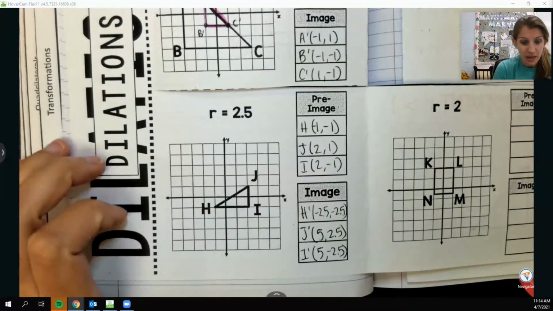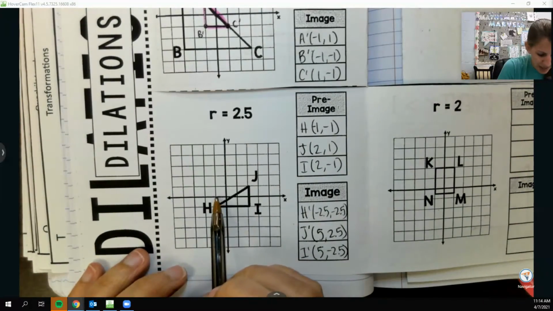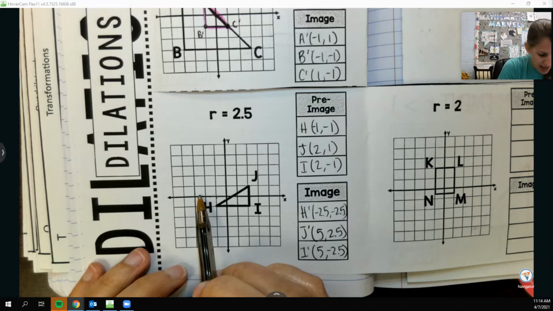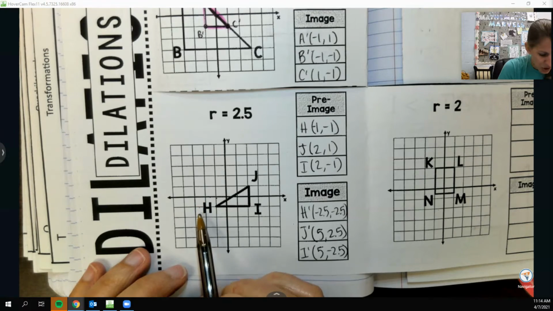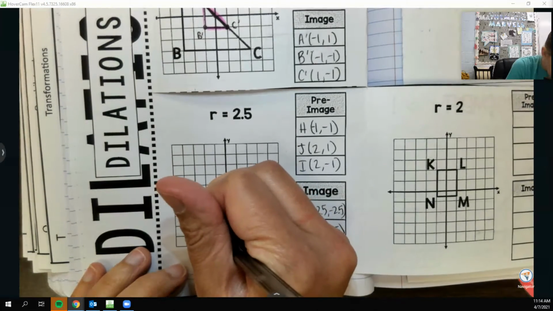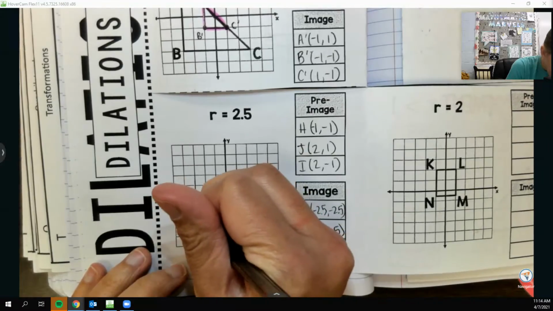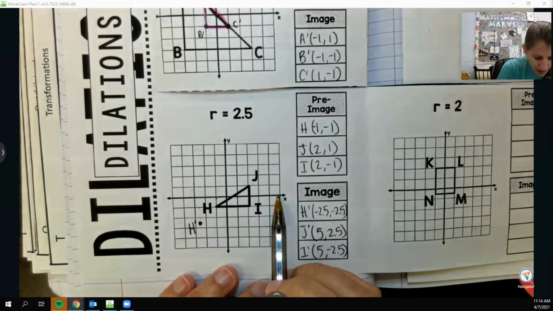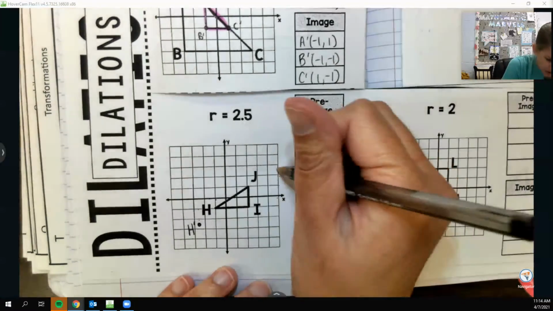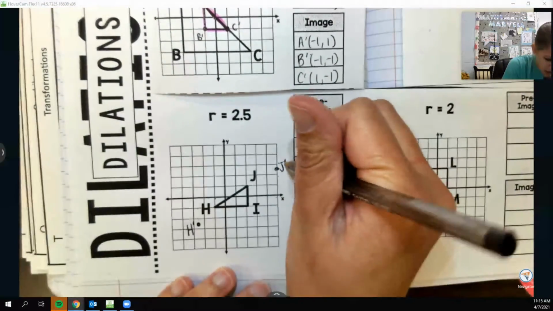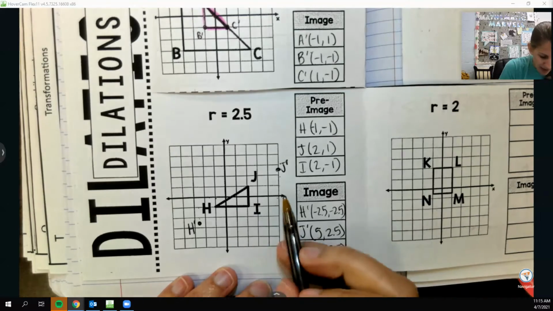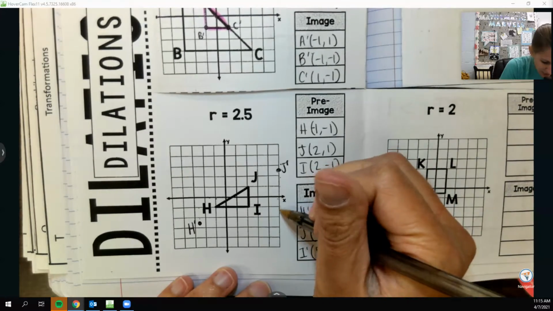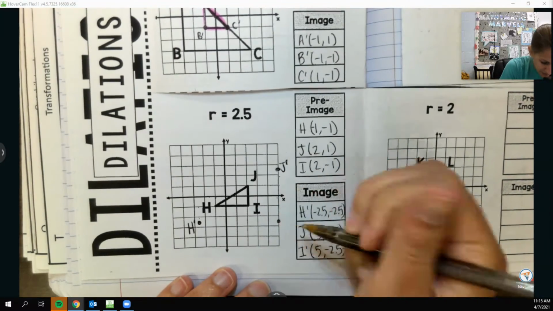Okay, so then we go plot those. H prime will be at negative 2.5, comma negative 2.5. So we're right in the middle of the square here for H prime. And then J prime, we're going to be at 5, comma 2.5. And then I prime will be at 5, comma negative 2.5.